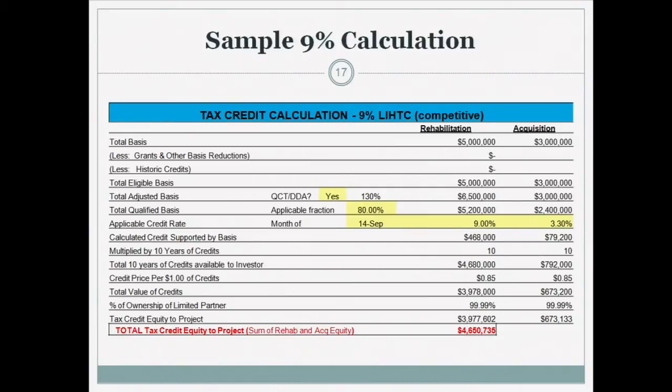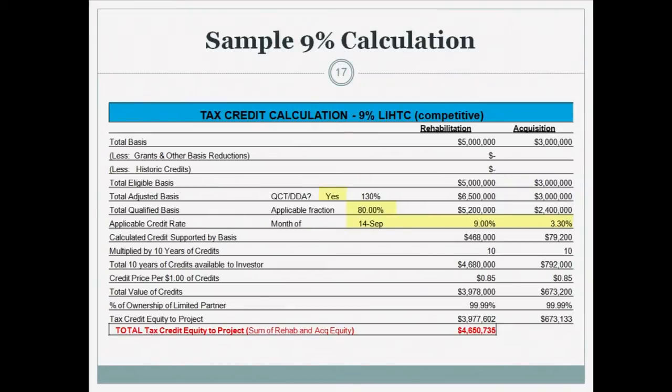So we have two columns here, one for the rehab basis and one for the acquisition. We didn't talk about this, but when you do an acquisition and then you rehabilitate it under the 9% program or the 4% program, you basically can earn tax credits on the cost of the acquisition as well as on the rehab. The first column is the rehabilitation column, and under it the total basis is $5 million. That basically means that the project is spending about $5 million on renovation and soft costs associated with the renovation, which could be the architect, the financing fees, those types of things.